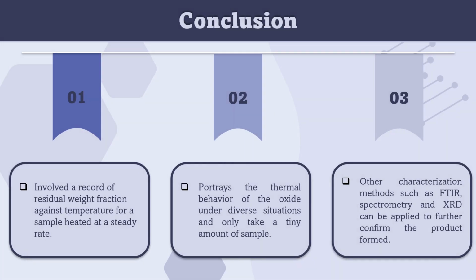TGA is useful in determining the temperature suitable for synthesizing a metal oxide as it involves a record of residual weight fraction against temperature for a sample heated at a steady rate. TGA portrays the thermal behavior of the oxide under diverse situations and only takes a tiny amount of sample. Other characterization methods such as FTIR spectrometry and XRD can be applied to further confirm the product formed.